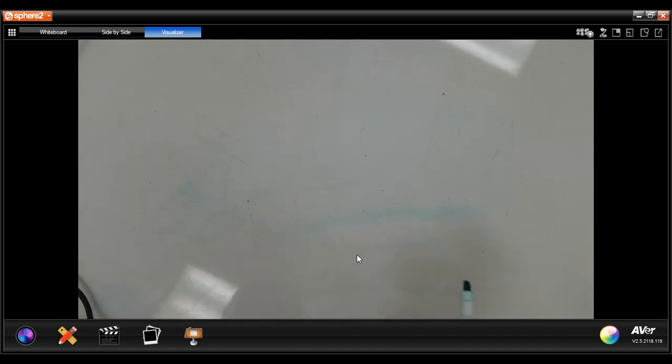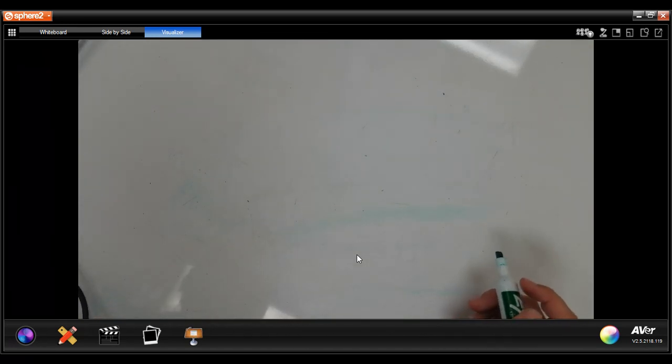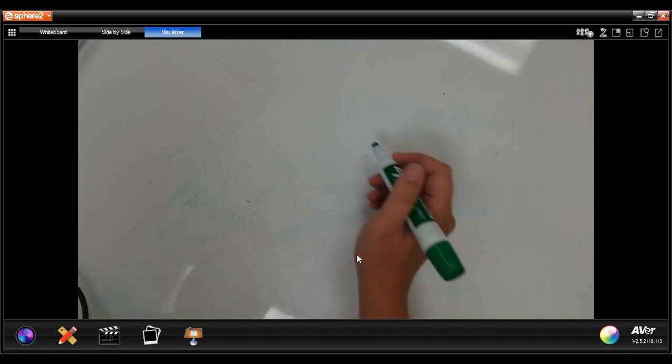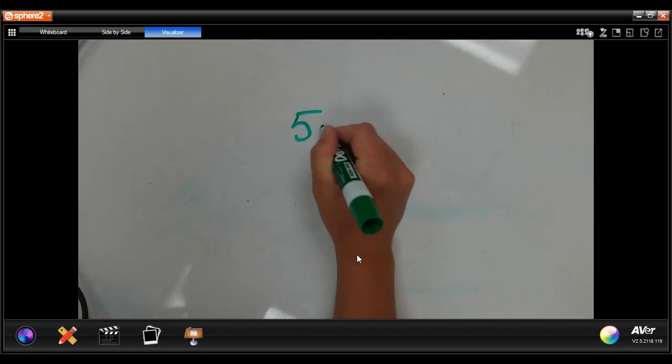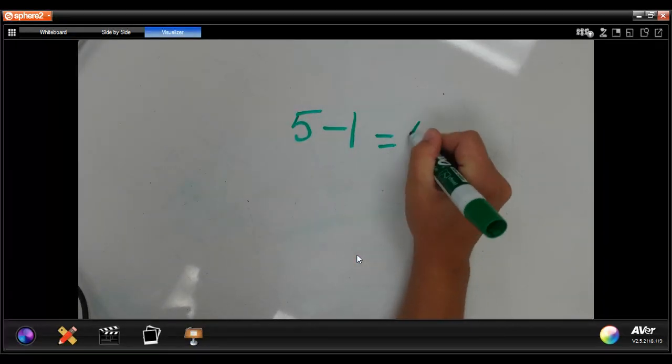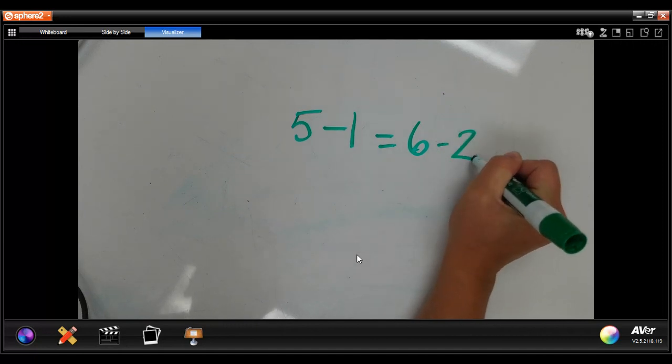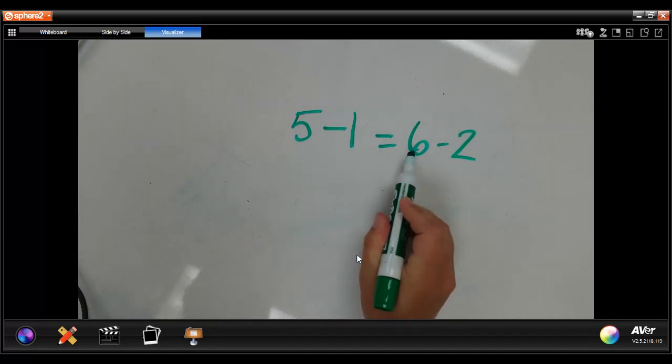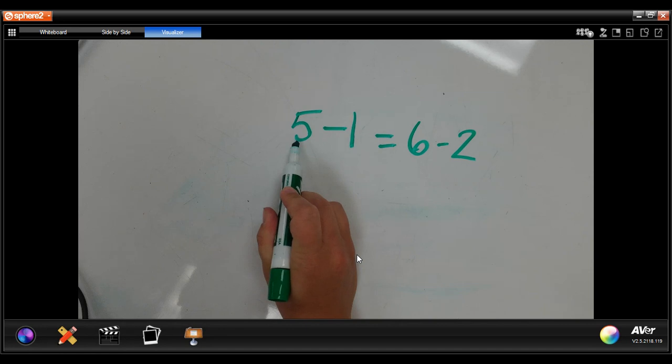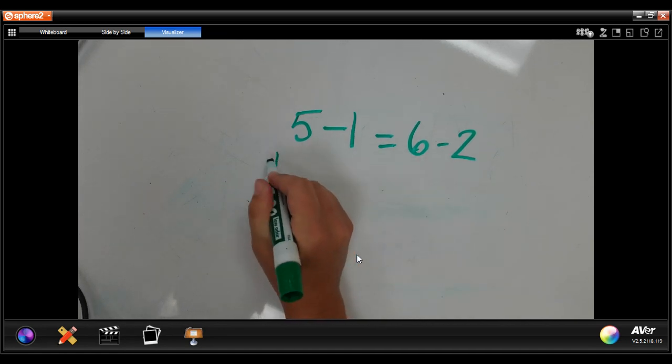Next, we're going to move on to subtraction. Subtraction is a little bit different. In subtraction, I'm going to do the same thing to both sides. So addition is opposite, subtraction is the same. I'm going to say 5 minus 1 equals 6 minus 2. I'm going to compare the 5 and the 6. So 5 plus 1 will give me 6.